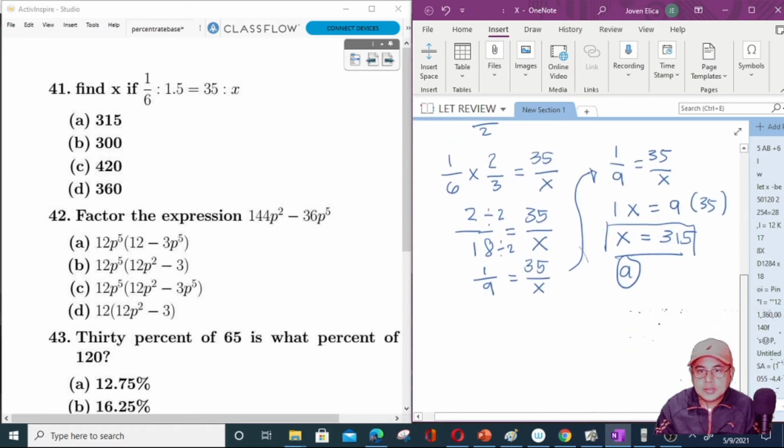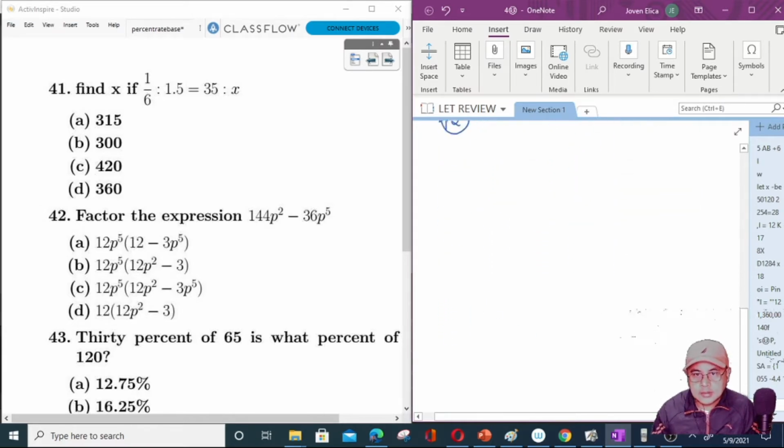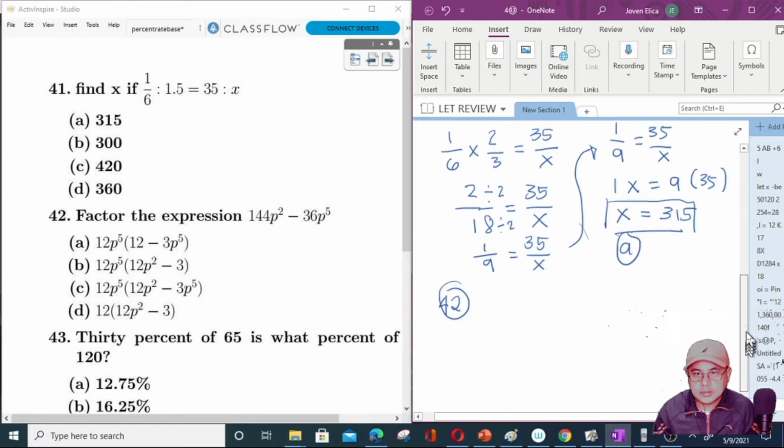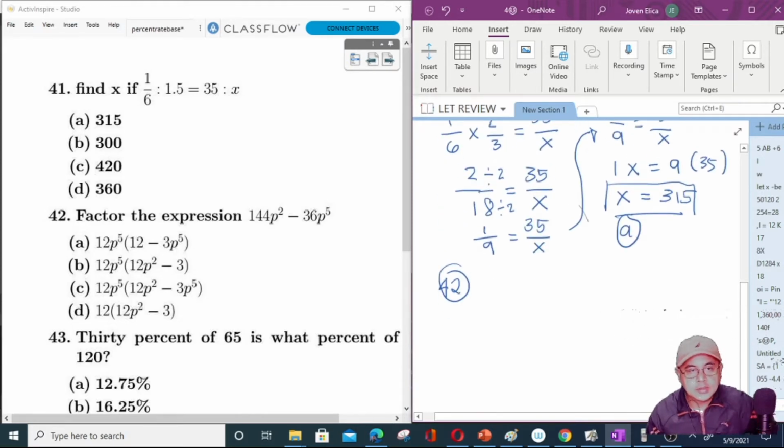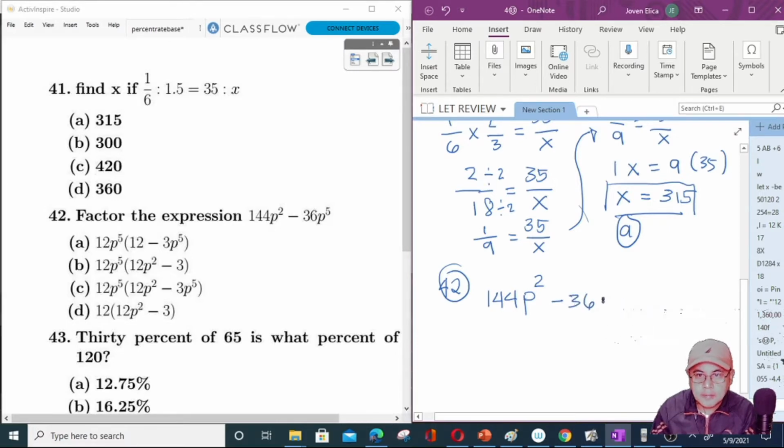Okay, let's proceed to 42. This is again a simple question. This is about factoring. The question is, factor the expression 144 p squared. So you have to review factoring. Minus 36 p raised to 5.